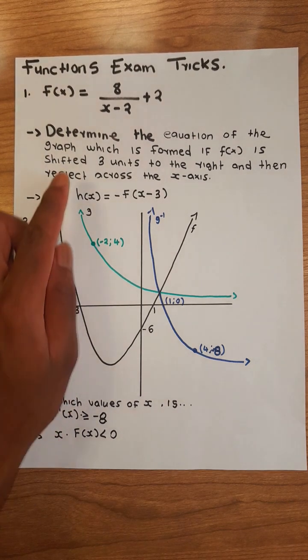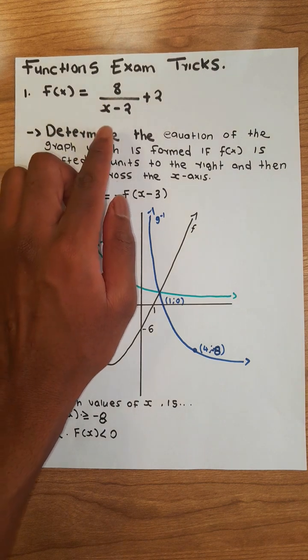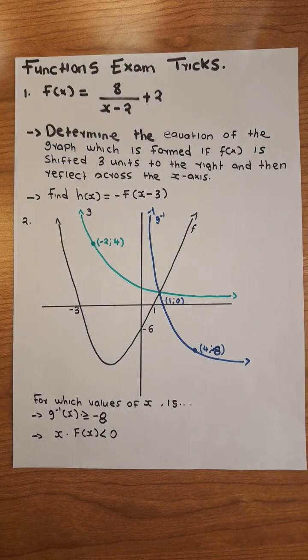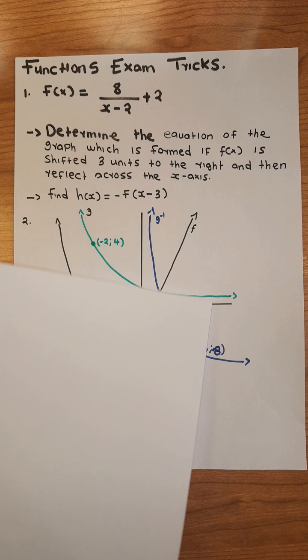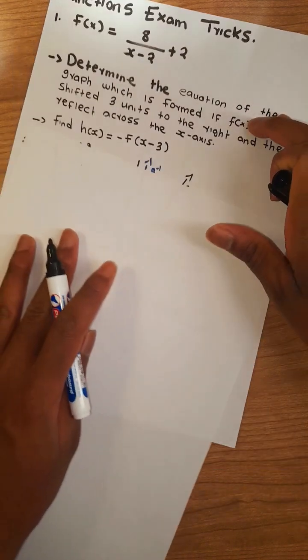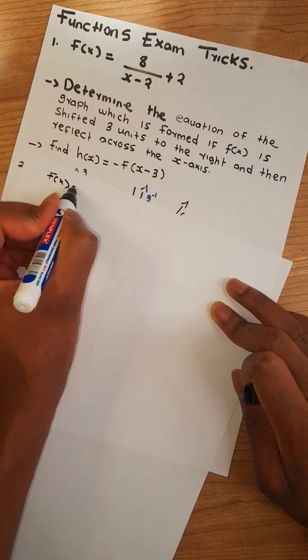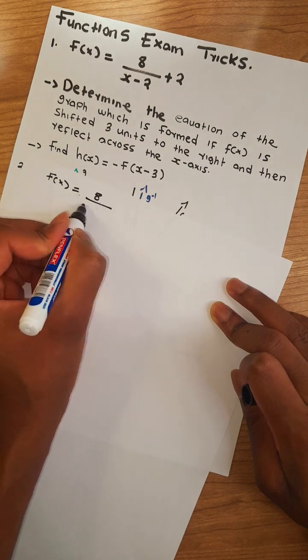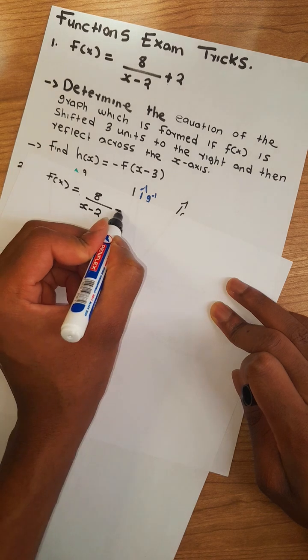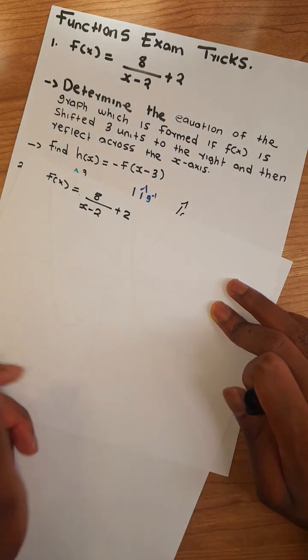Okay, so we are given f(x) = 8/(x − 2) + 2, right? So I just want to write this down. We are actually being given a wonderful expression. The expression that we are given is that f(x) equals 8/(x − 2) and then a positive 2.